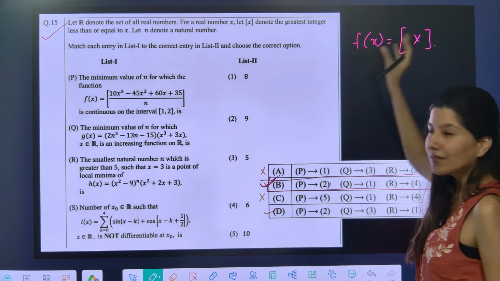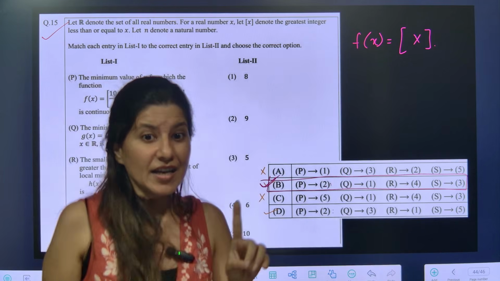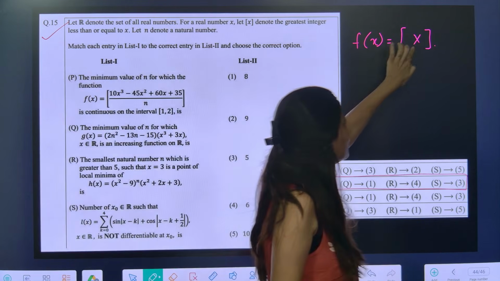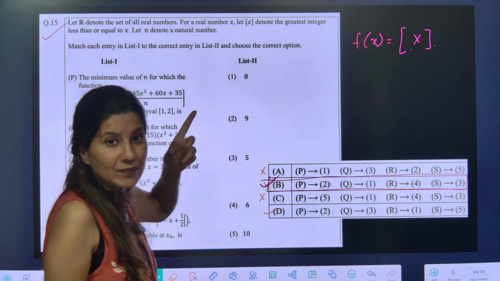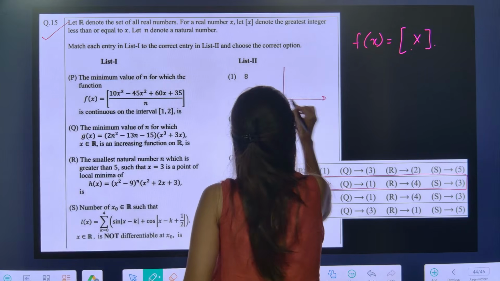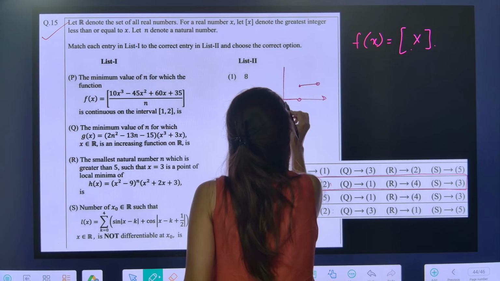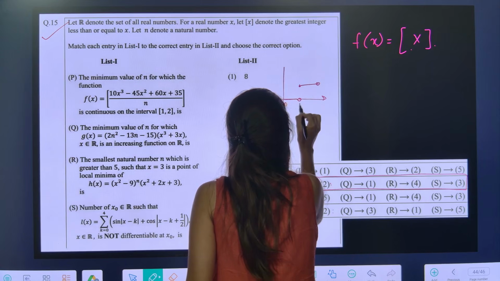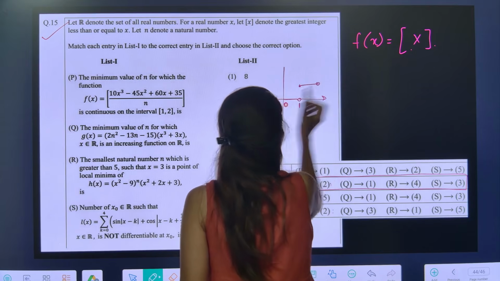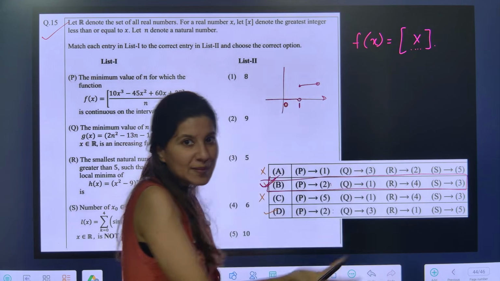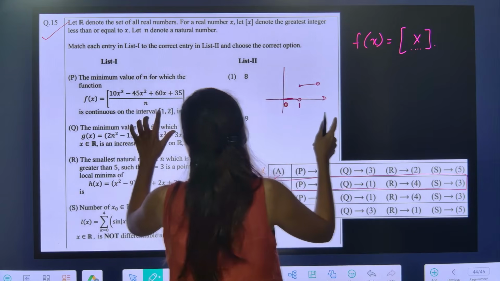So please note that GIF functions are discontinuous functions, but they are continuous if the expression inside them is the same throughout, up to the endpoints. What I'm trying to say is, if you draw the diagram, the function is continuous within an interval, say between 0 and 1, because the value inside it is the same. Okay, so f of 1, let's calculate.